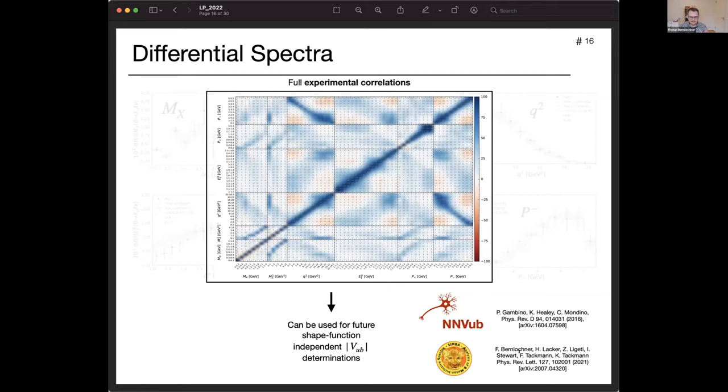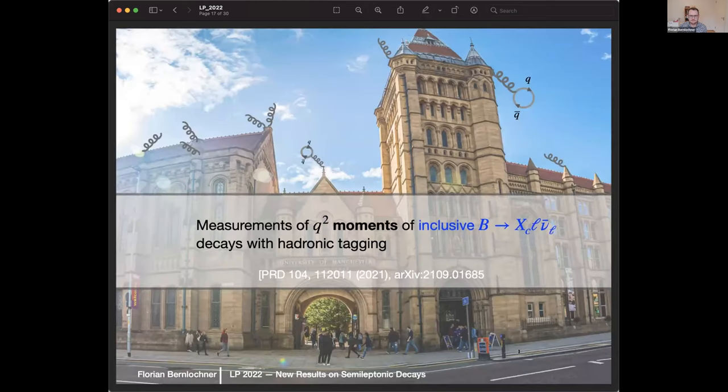So you can actually fully analyze all of those projections at the same time using this correlation matrix here. And the idea is, of course, that this is an interesting input for future more shape-function-independent determinations of Vub that go beyond the four QCD calculations I mentioned. And here are two poster childs for that: NNVUB from Capiño, Healey, Mondino et al, and SIMBA from me and some colleagues.